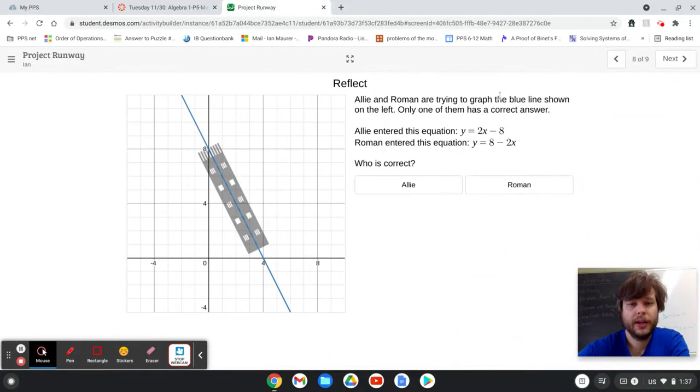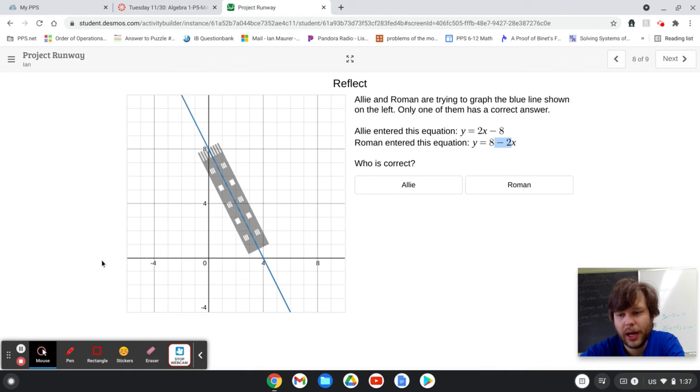Skip that one. And then here we have this question about who's correct. And what I like about this question is the two equations have the same 2 numbers in them. They've got a 2. They've got a negative 8. This one has a slope of 2 and a y-intercept of negative 8. This one has a y-intercept of 8 and a slope of negative 2.